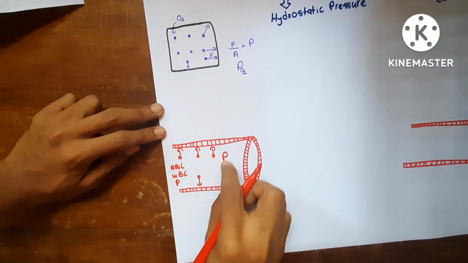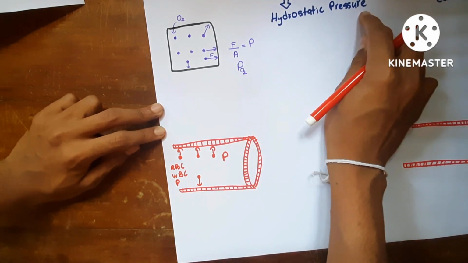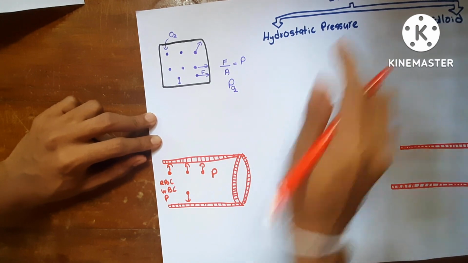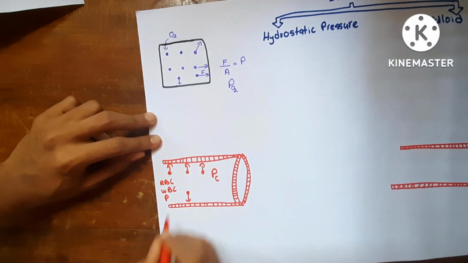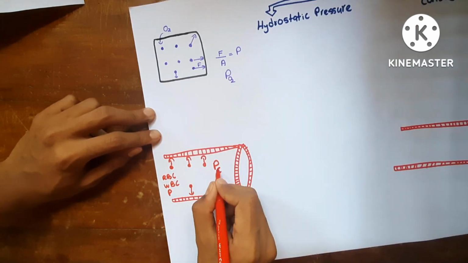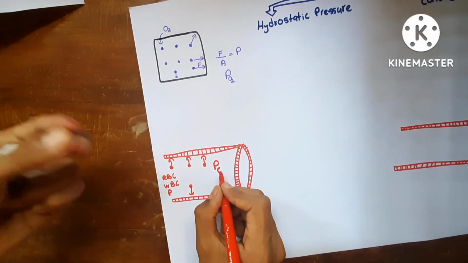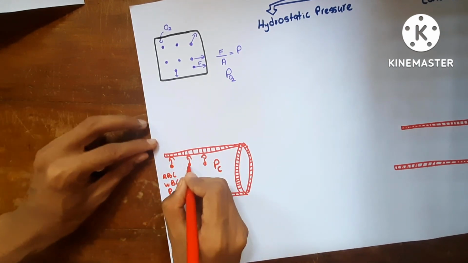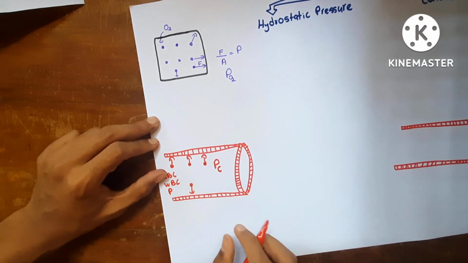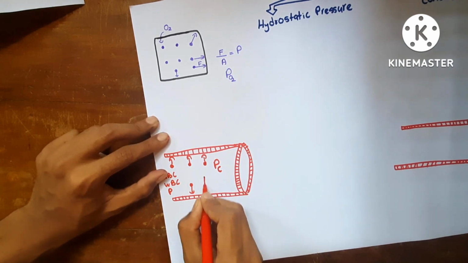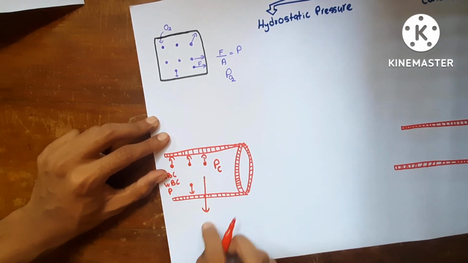This pressure is your hydrostatic pressure. Very simple. This is the hydrostatic pressure of the capillary. Because capillary hydrostatic pressure occurs due to what? Due to the clash of these particles with the vessel wall, creating hydrostatic pressure towards the wall of the capillary. This is the hydrostatic pressure.